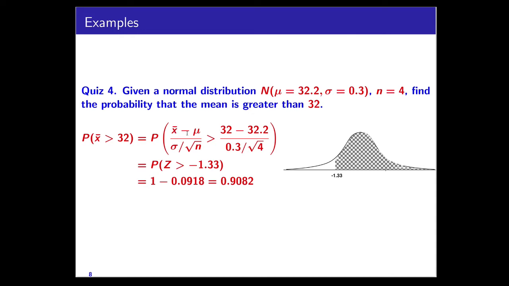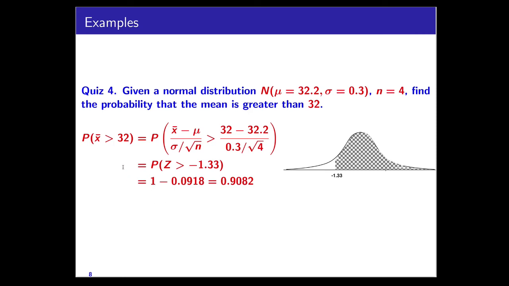So you have x bar minus mu over sigma over square root of n. This is letter associated with letter, and then you have value associated with value: 32 minus 32.2 for the mean mu, over sigma 0.3 over square root of n. And use your calculator, we get the probability of z greater than negative 1.33. Keep in mind, the z table is always giving us the left-hand probability, so we have to use the complement.